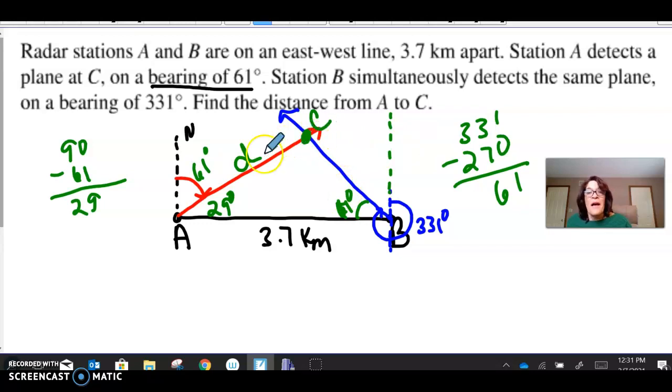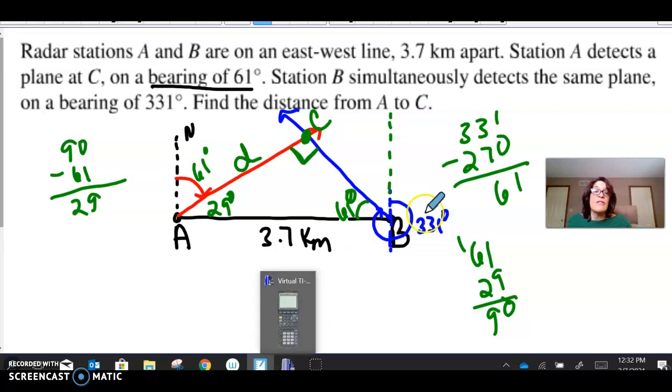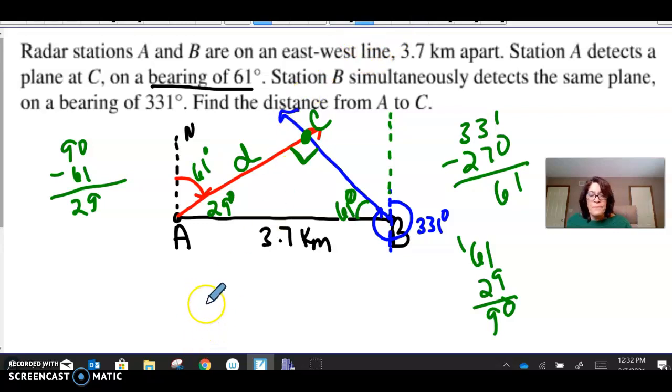Oh, well. Let's find out what angle C is. That's a 61. That's not very clear, is it? Sorry. 61 degrees. So 61 plus 29, oh, this must be a 90-degree angle up here. Yay. Once we have a 90-degree angle, we just have a triangle. This is what we've been doing. It's a little bit tougher to set up because of the word bearing. I know that's going to be a little tricky.